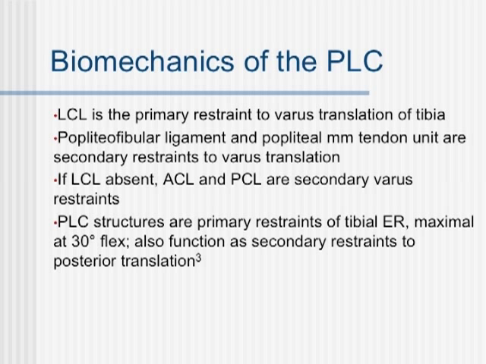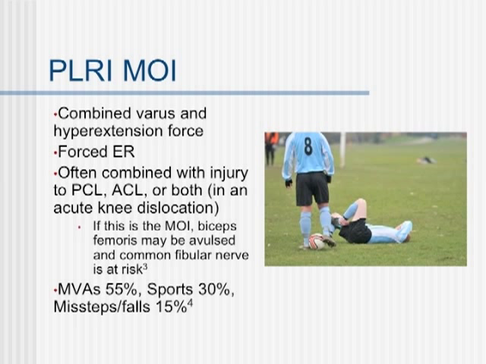Here are some important facts about the biomechanics of the posterolateral corner. The LCL is the primary restraint to varus translation of the tibia. The popliteofibular ligament and the popliteal muscle tendon work together as secondary restraints to varus translation. If the LCL is absent, ACL and PCL are secondary varus restraints. PLC structures are primary restraints of tibial external rotation, maximal at 30 degrees of flexion, and also function as secondary restraints to posterior translation.